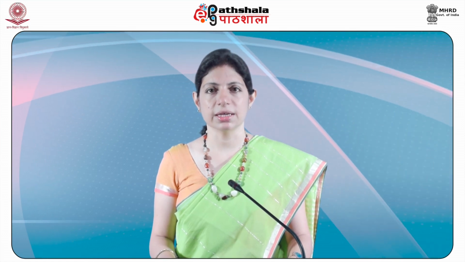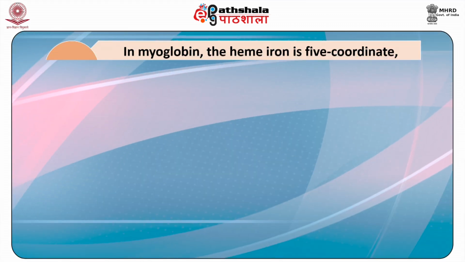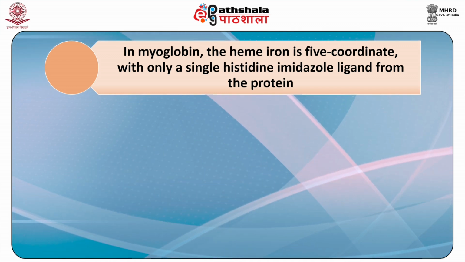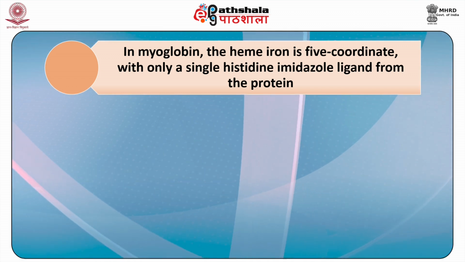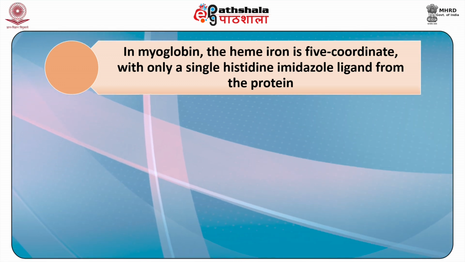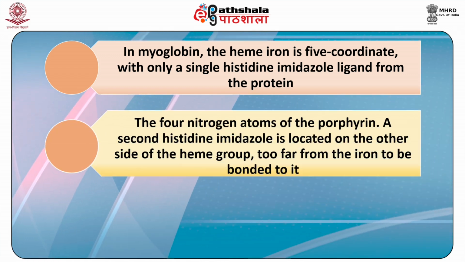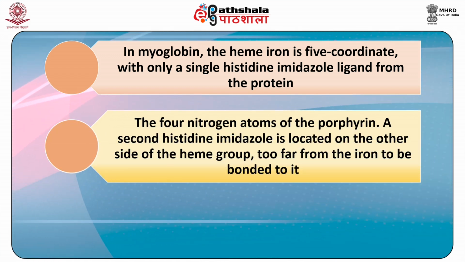Myoglobin is a relatively small protein that contains 150 amino acids. The functional unit of myoglobin is an iron porphyrin complex that is embedded in the protein, as you can see in the figure. In myoglobin, the heme iron is 5-coordinated to a single histidine imidazole ligand from the protein called the proximal histidine, in addition to the 4 nitrogen atoms of the porphyrin.